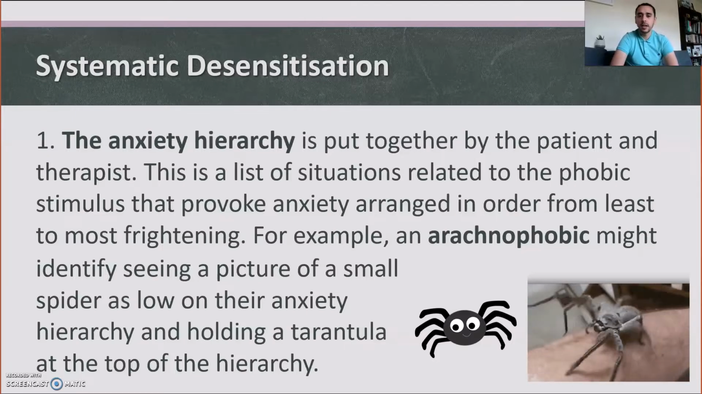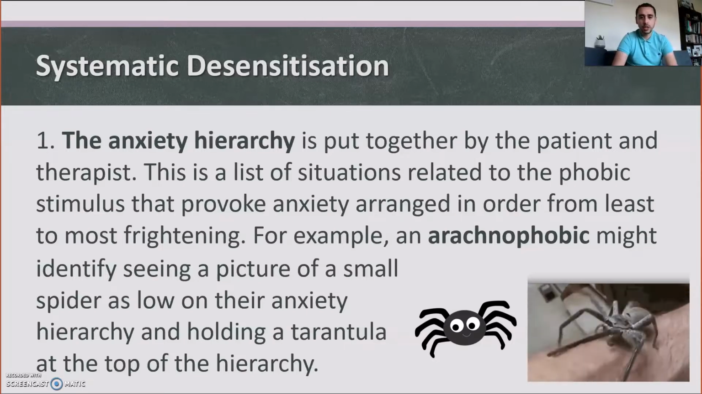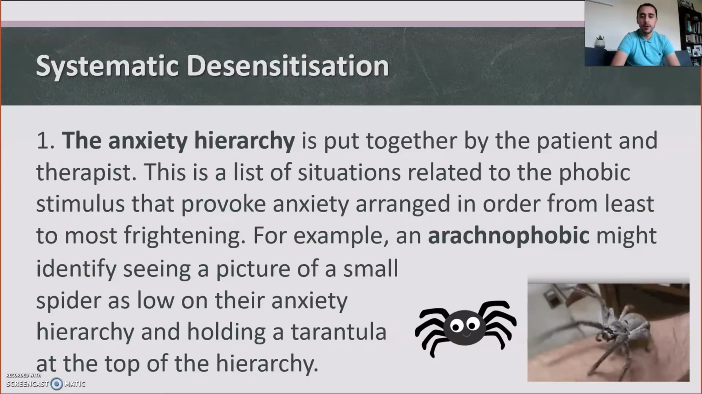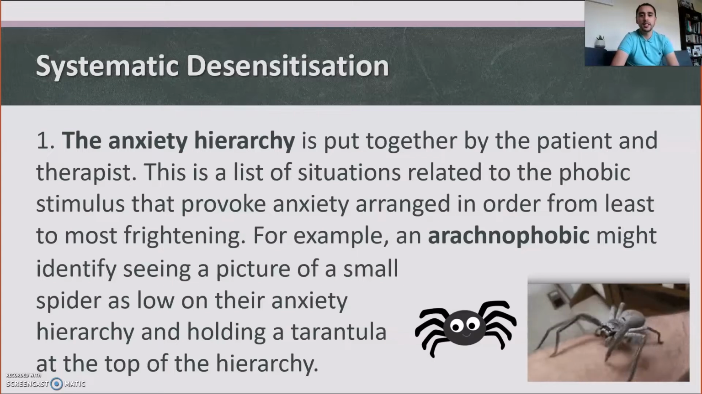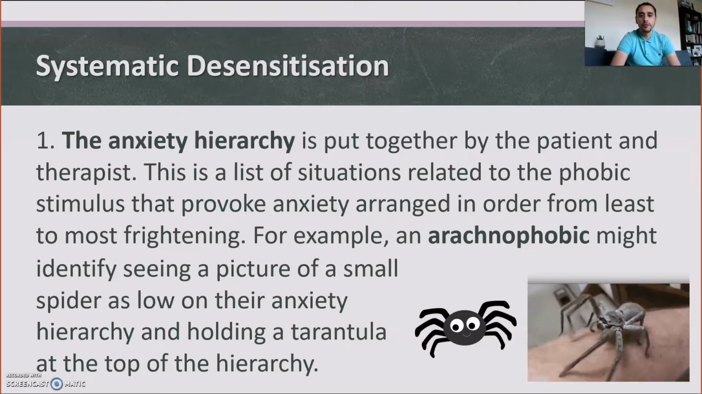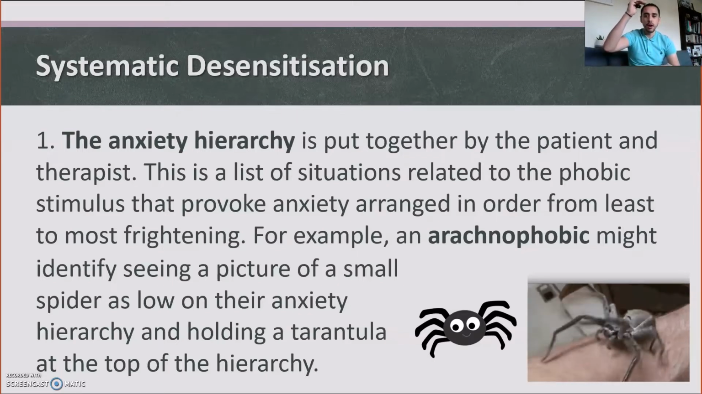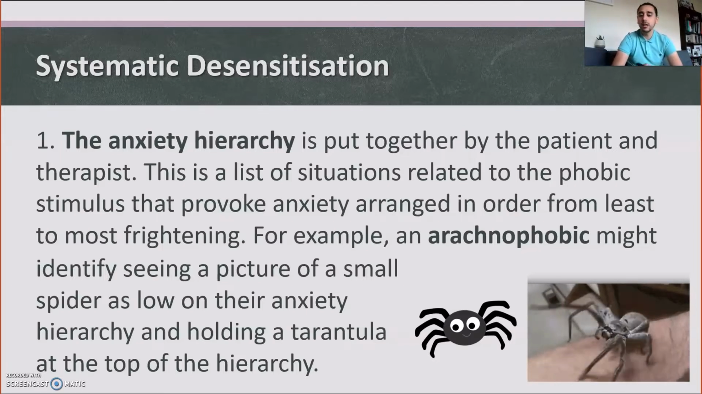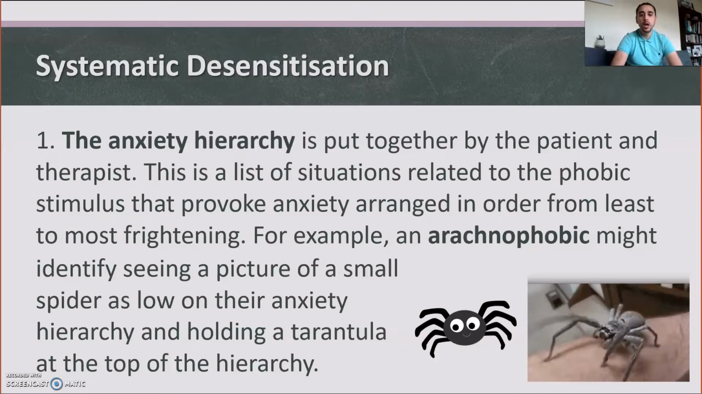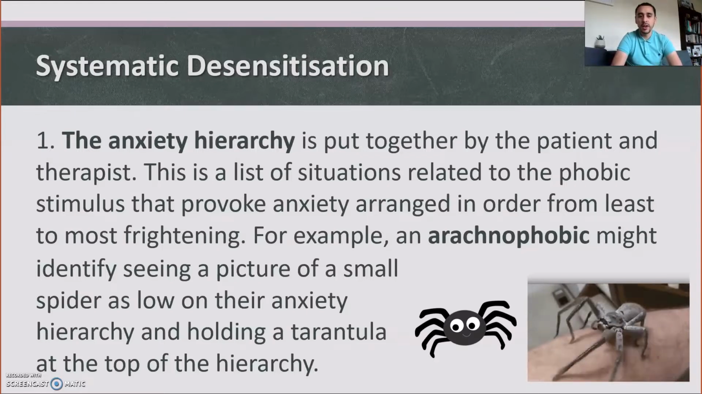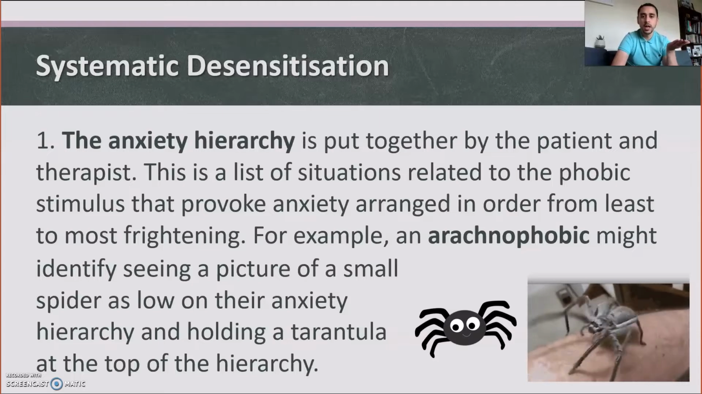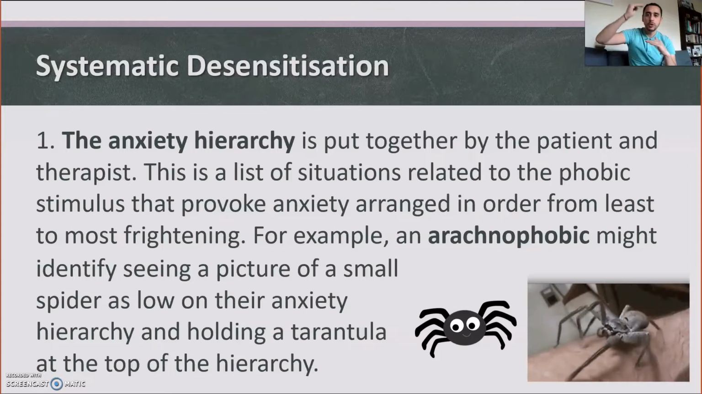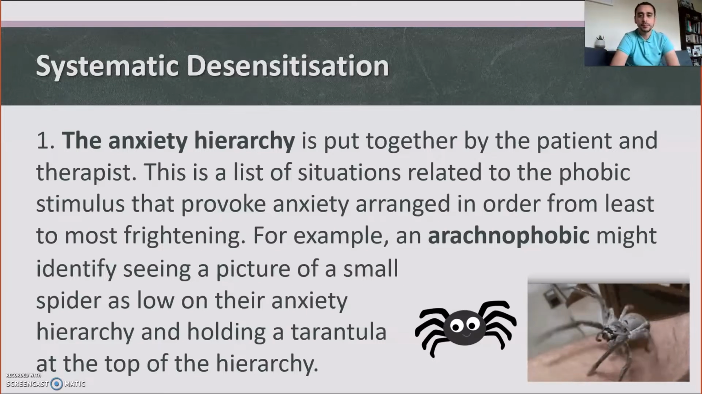The anxiety hierarchy is put together by the patient and the therapist. This is a list of situations related to the phobic stimulus that provoke anxiety, arranged in order from the least frightening to the most frightening. For example, an arachnophobic might identify seeing a small spider as low on their anxiety hierarchy and holding a tarantula on the top of their hierarchy. And you'd have steps going up towards that, everything in between, okay?